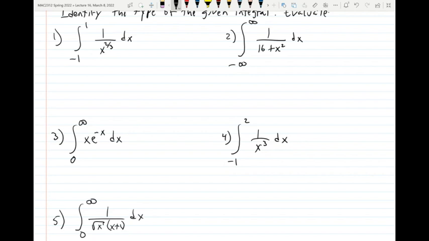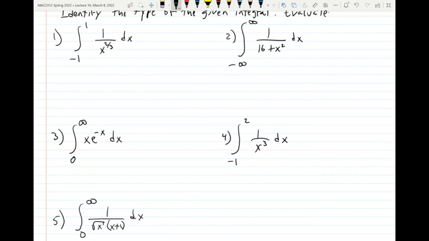I'm talking, for example, about number 1. What's the issue with number 1? So 0 is a problem, right? But what are our limits? -1 to 1. So you will need to split this as two integrals, -1 to 0 plus 0 to 1, right? And then you have to deal with those two.